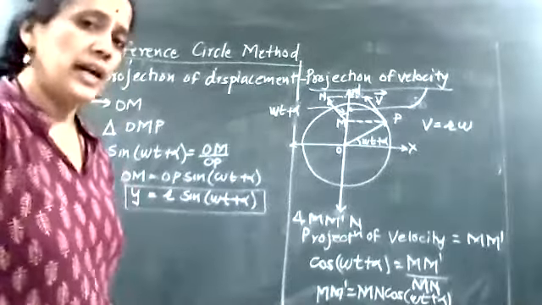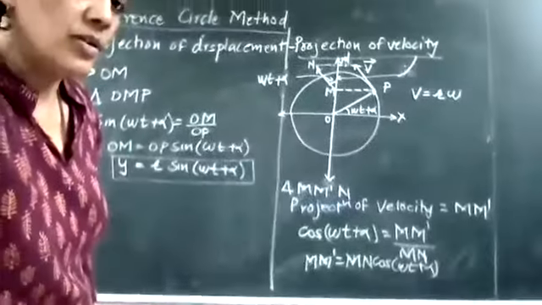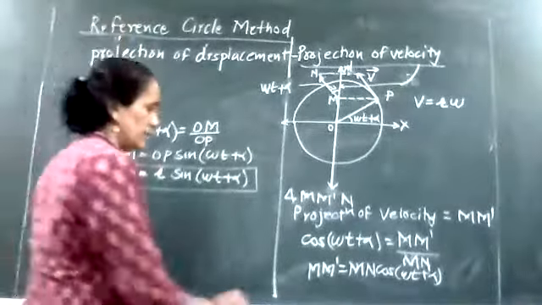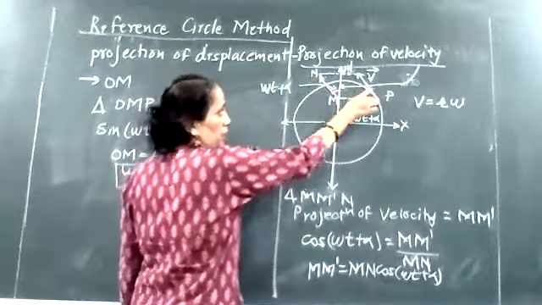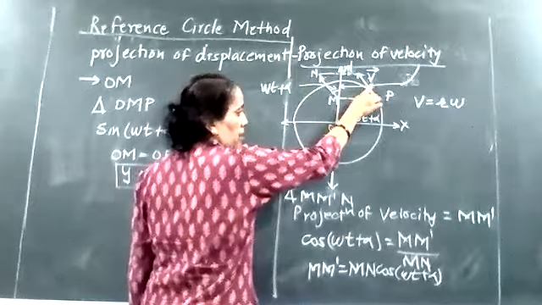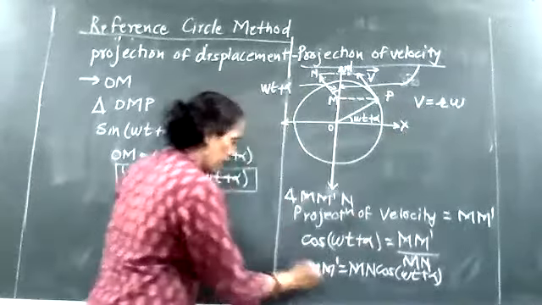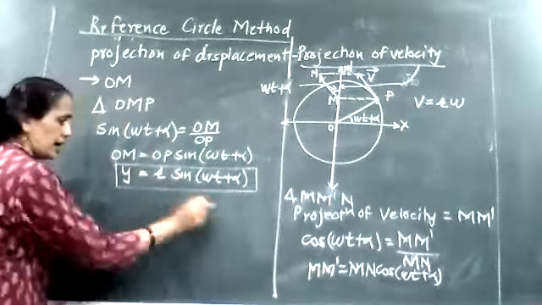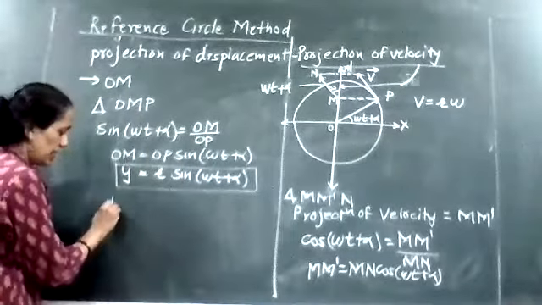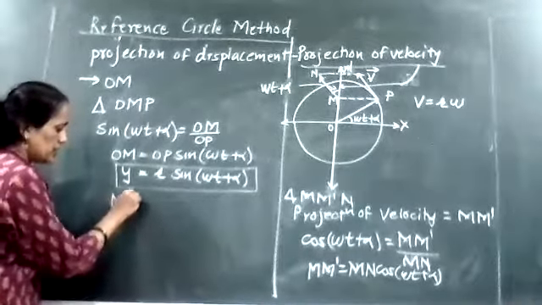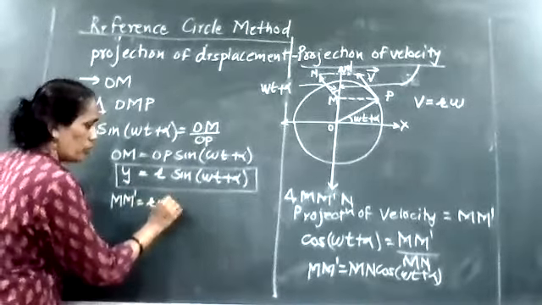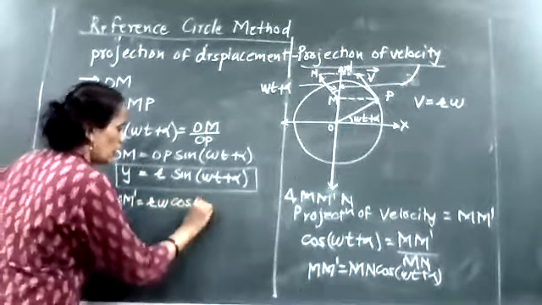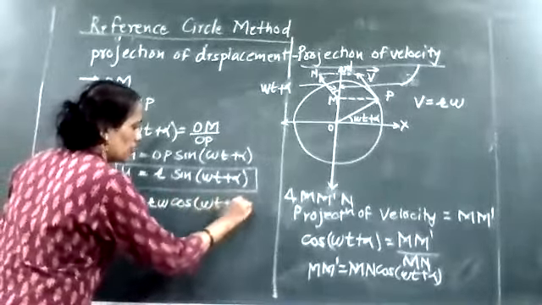As it is omega t plus alpha, so I can say that here MN is parallel to V, the velocity vector. Velocity vector is equal to R omega. Means what I will say that M dash is equal to nothing but your R omega cos of omega t plus alpha.